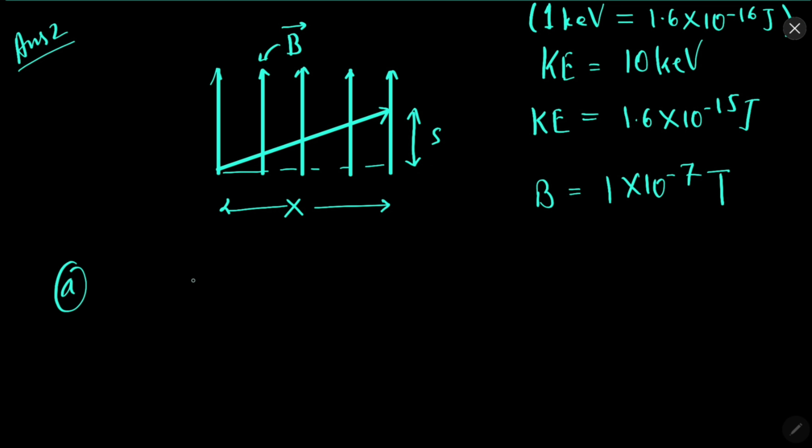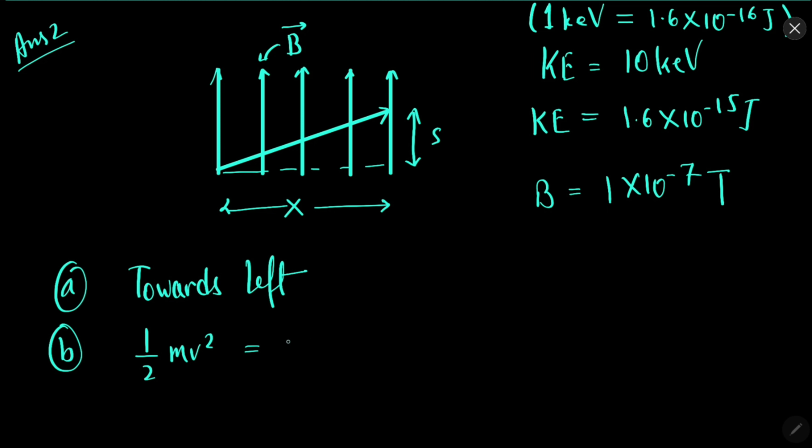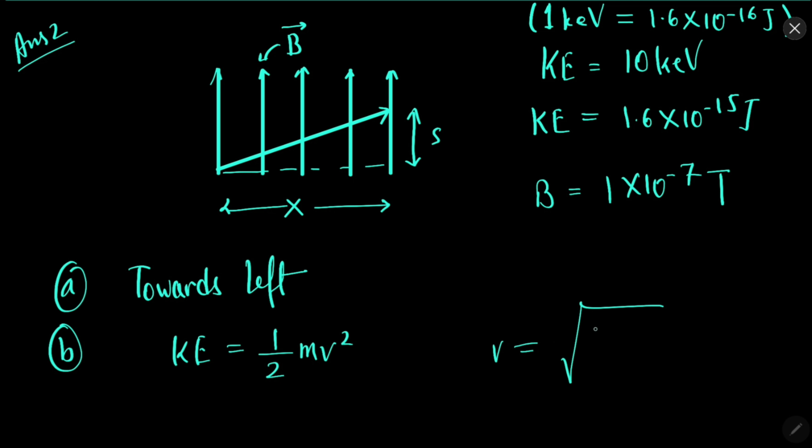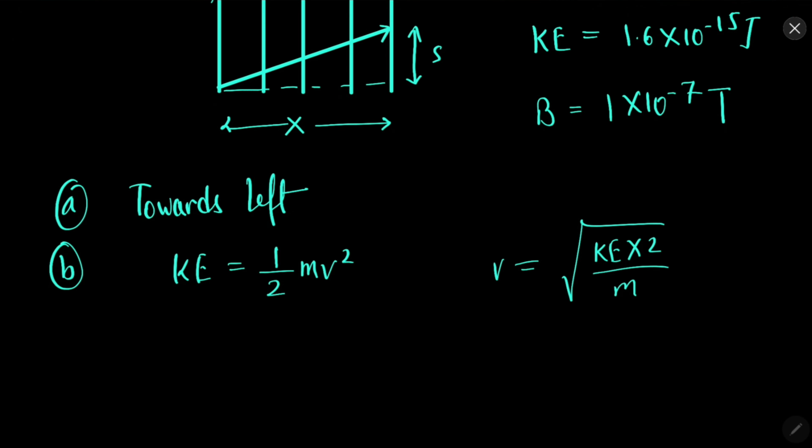First part, the electron will be deflected towards left, using Fleming's left hand rule. And second part, the kinetic energy is half mv square, and from here velocity will be the square root of kinetic energy into 2 over m.